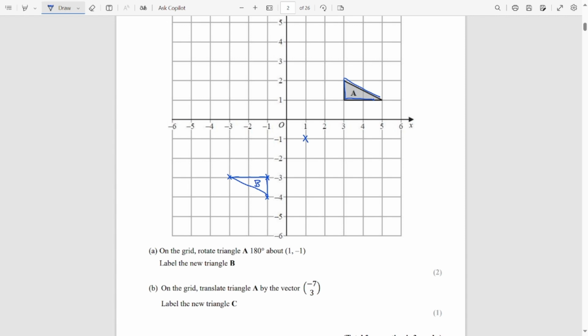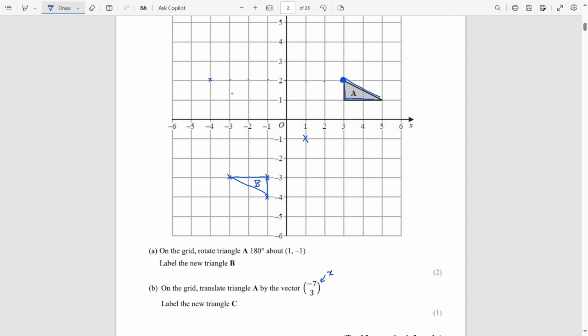Okay, for the second part B here, you want to translate the triangle A by the vector minus 7, 3, and label the new triangle C. So let's look at triangle A. This is easier to do on the screen. You're going to choose one corner, so I'm going to choose this top corner here. And then I'm going to move minus 7. This is in the x direction, so I'm going to count 7 squares. 1, 2, 3, 4, 5, 6, 7.